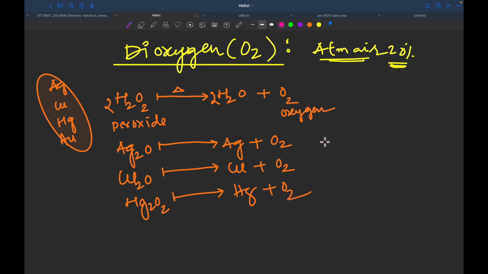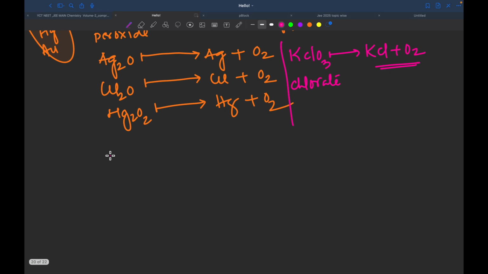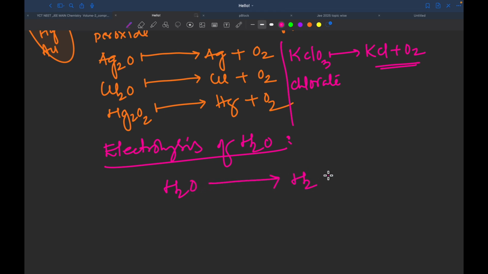The most famous oxygen preparation reaction is KClO3, potassium chlorate. When heated, it decomposes to produce KCl and oxygen gas. These are a few preparations of oxygen, and oxygen is majorly a byproduct of electrolysis. In electrolysis of water, H2O gives hydrogen at the cathode and oxygen at the anode. These reactions are also very well known. Half a mole of oxygen is released. This reaction is an electrolysis process.